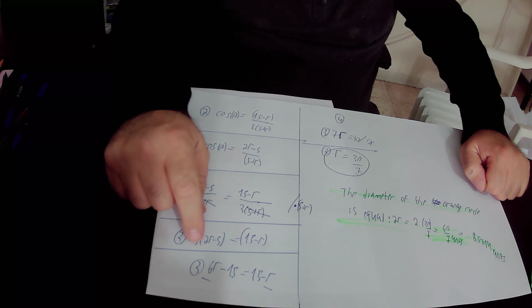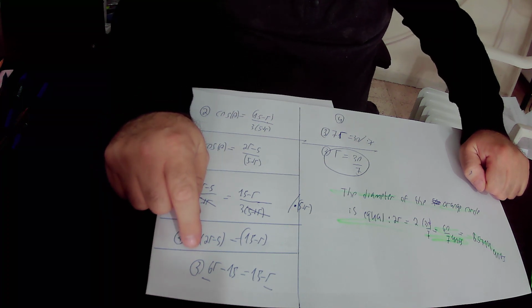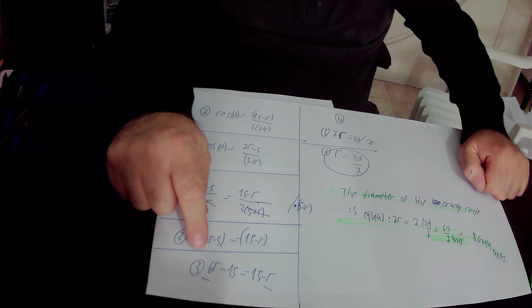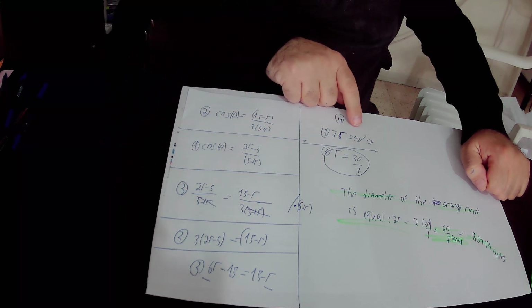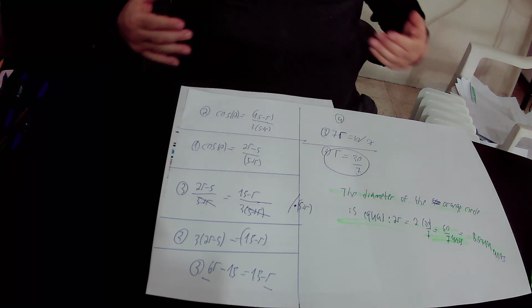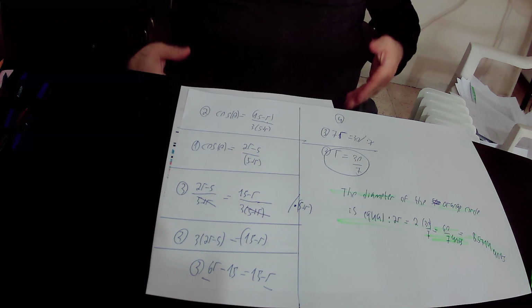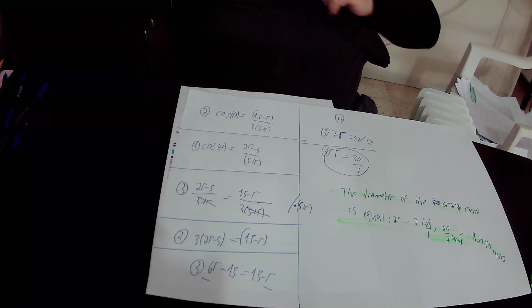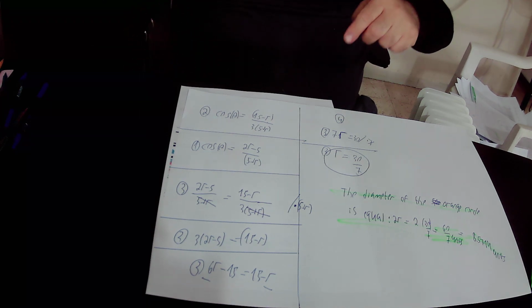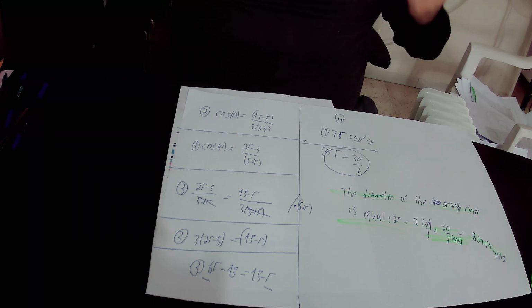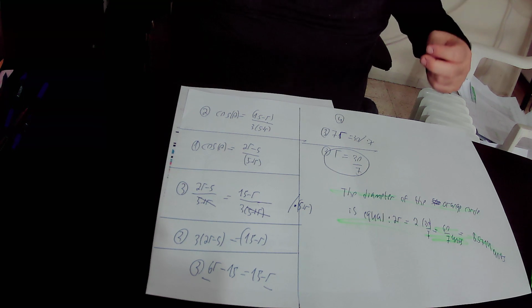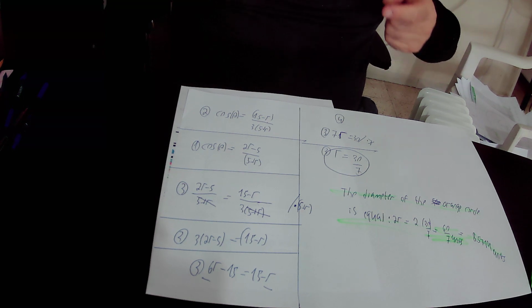We added r to both sides of equation number 3, and also we added 15. So 6r plus r is 7r, and 15 plus 15 is 30. So in conclusion, we got that according to equation number 3, 7r equals 30. We divided equation number 3 by 7, and we got that the radius of the semicircle r equals 30 over 7 units. And therefore the diameter of the orange circle is twice as large as the radius.